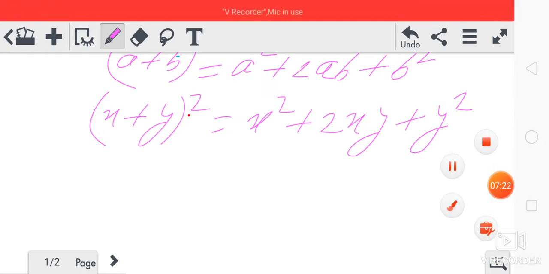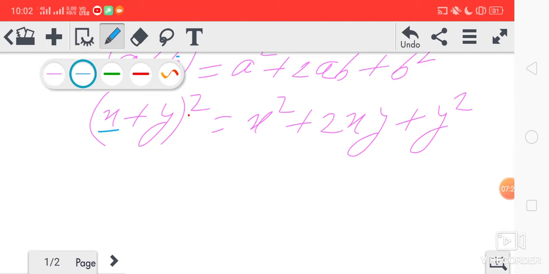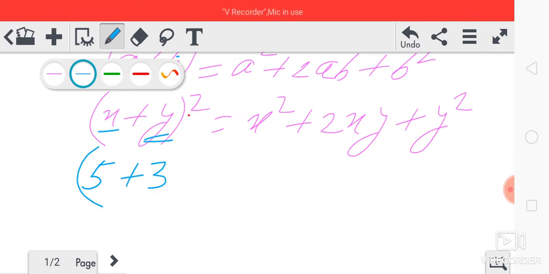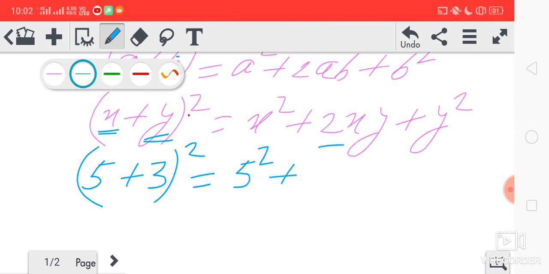Now in place of x, if I take 5, and in place of y, if I take 3, then 5 plus 3 whole square can be split using the formula. In place of x, 5 is there, so 5 square plus 2xy. What is our x? Our x is 5. So 2 into 5.